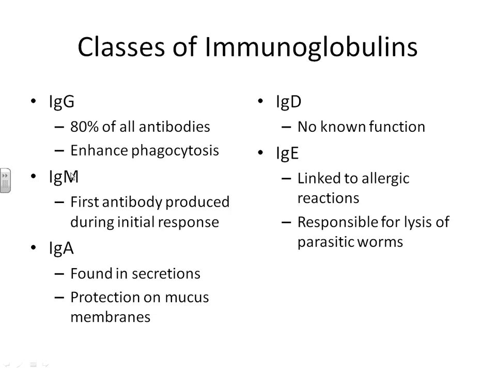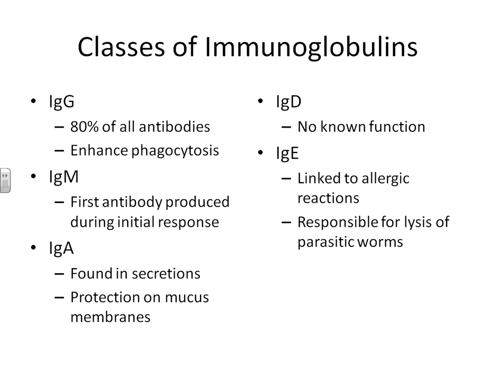IgMs are pentamers. They're 5 Ys stuck together. They're the big guys. They're the first ones that are going to initially respond to an invasion of a pathogen. If you think about it, that makes sense. If you've got an army and you're going to go fight somebody, well, you're going to send in the big guys first. And that's exactly what your body does.